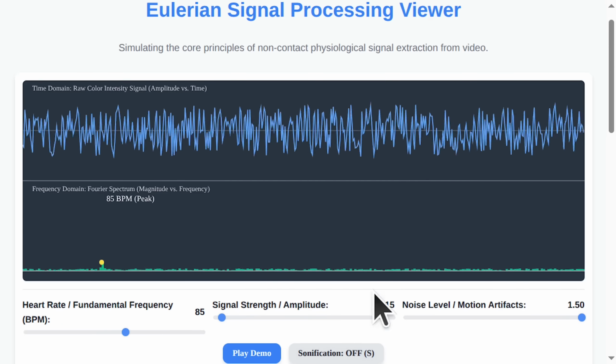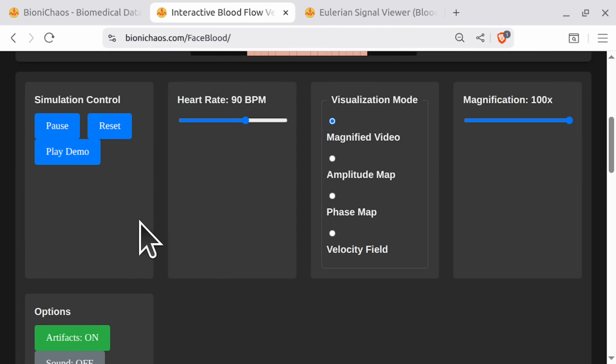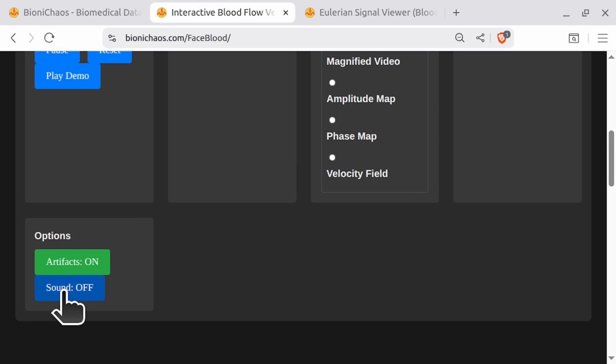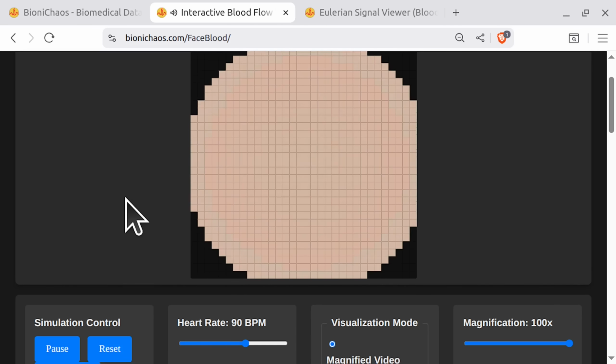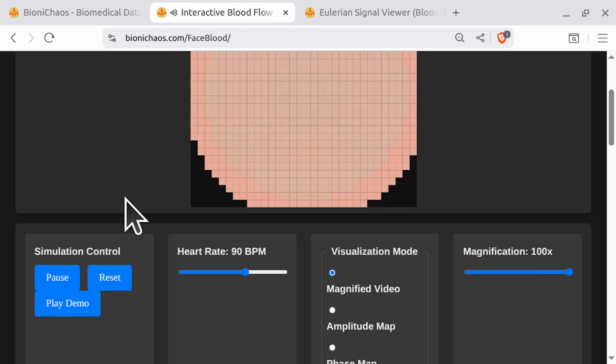Okay, that noise is annoying. The other one had a better sonification to it. That sounds more like a heartbeat. And we have the real version of it. So those two are synthetic.